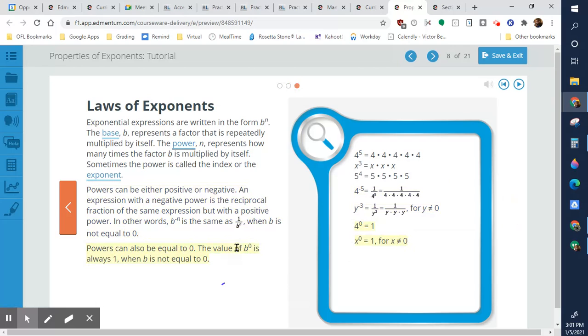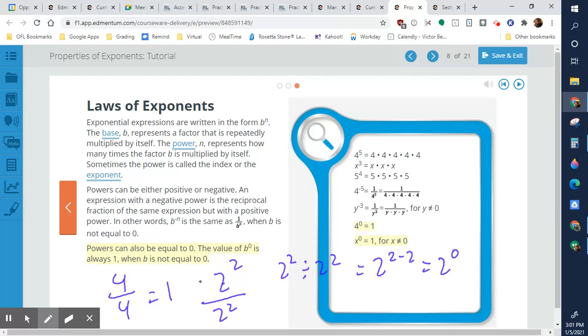Another rule is anything to the 0 power is automatically 1. The reason why is, let's say we have 2 to the second divided by 2 to the second. Well, this is just 4 over 4, right? Which is 1. Another way of looking at this is 2 to the second divided by 2 to the second, which means we're looking at 2 to the 0, which is just 1. Because we have the same number divided by the same number, which is just 1. So that's where that rule comes from.